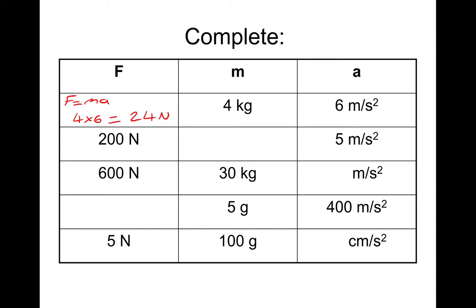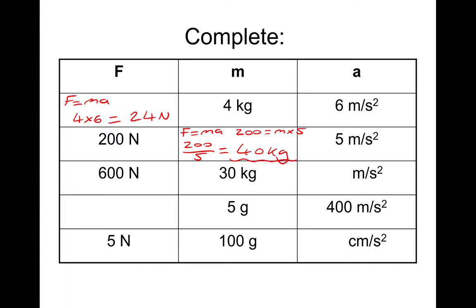So let's have a look at the next one. So F equals ma. So the force is 200 equals the mass, which we're looking for, times 5. So we need to rearrange, so that should just be 200 divided by 5 will give you the mass, which is 40 kilograms.